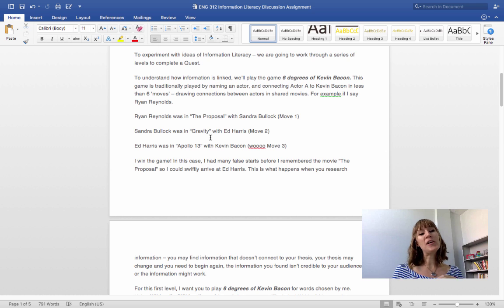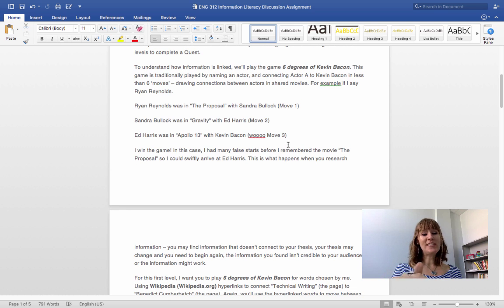But what I couldn't remember was whether Ed Harris was in Gravity or not. This step really did take me a while, searching through the Wikipedia page for the movie Gravity to figure out that Ed Harris was actually in it. Then I could connect back to Kevin Bacon because Ed Harris was in Apollo 13 with Kevin Bacon. So with a lot of thought and a lot of time spent on this Gravity page, I was able to complete my 6 degrees of Kevin Bacon in 3 moves. I win the game, which is always very exciting. I would have written down, or in this case I told you guys, but I want you to write down every single step that you go through to connect those 2 particular pieces.